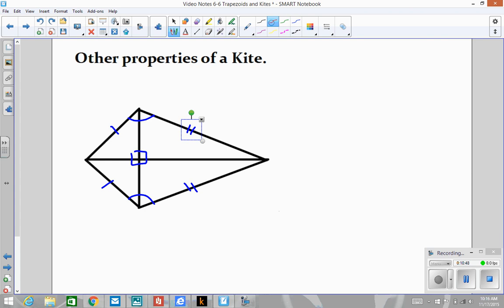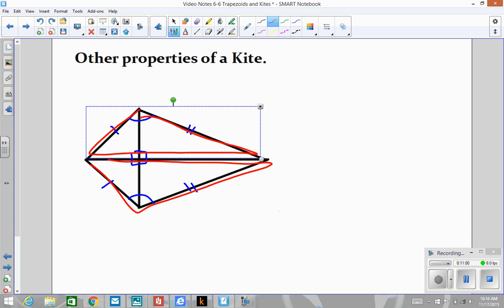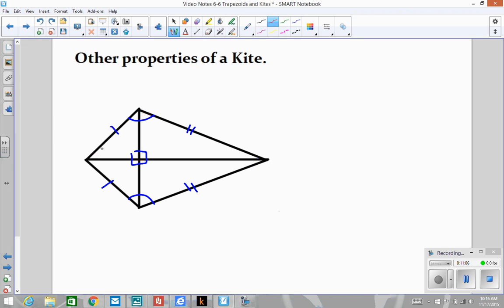So let's talk about the other properties real quick. If you look at the kite itself, we know that the triangle here and the triangle here are actually congruent by side, side, side because of the reflexive property. So if they're congruent by side, side, side, that means that this angle right here is congruent to this angle, and that means this angle is congruent to this angle. So we have one pair of non-congruent angles bisected. And it's the angle that's located between the congruent sides.